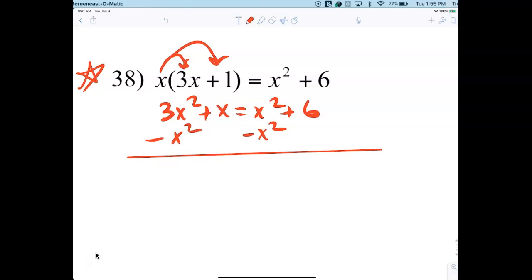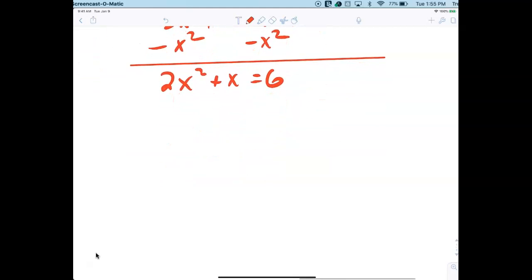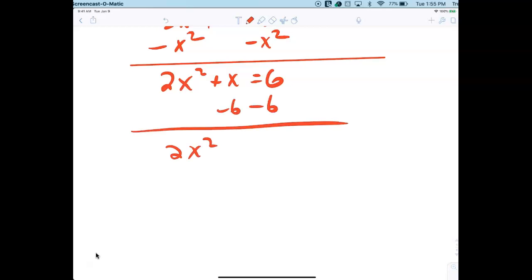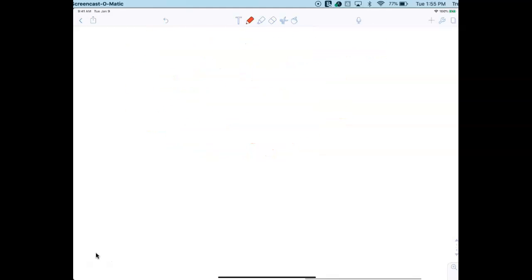I'm going to do it in 2 steps. 2x squared plus x equals 6. Now what do I have to do with the 6? Move it over. Minus 6. So now I have 2x squared plus x minus 6 equals 0. Everybody see that? And now do I factor that? Yes, you can actually. All right, so factor that.